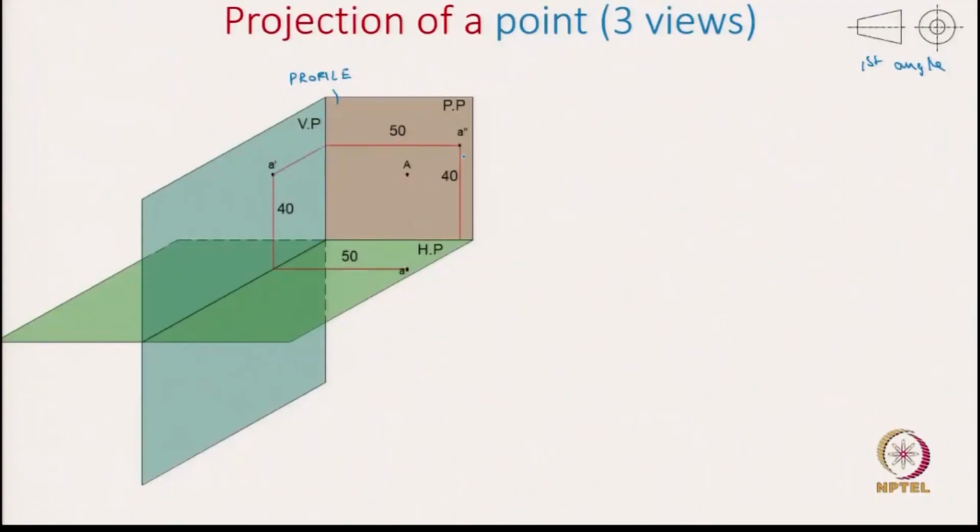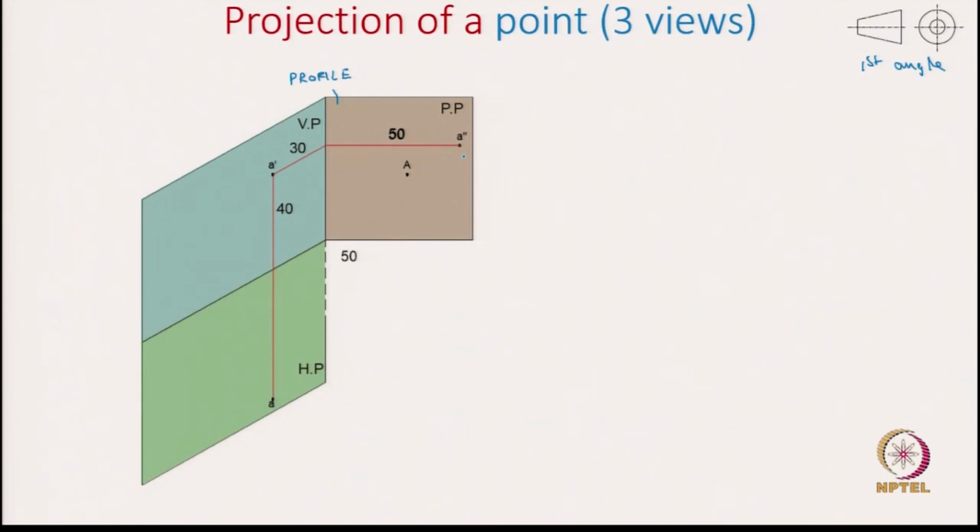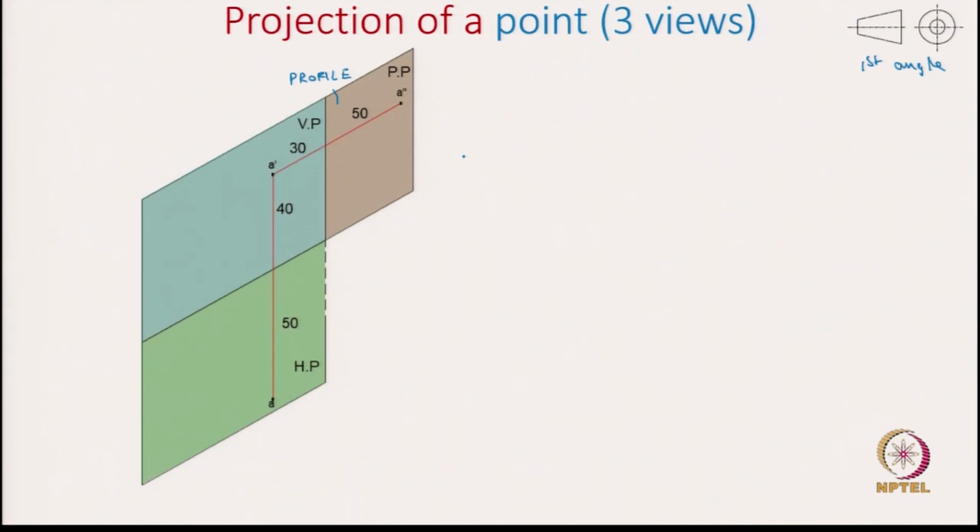So, now let us start with the top view. We rotate the horizontal plane clockwise by 90 degrees, and similarly we open up the profile plane by 90 degrees such that it falls in the plane of the front view. Okay. So, now we have the front view, top view and the left side view.